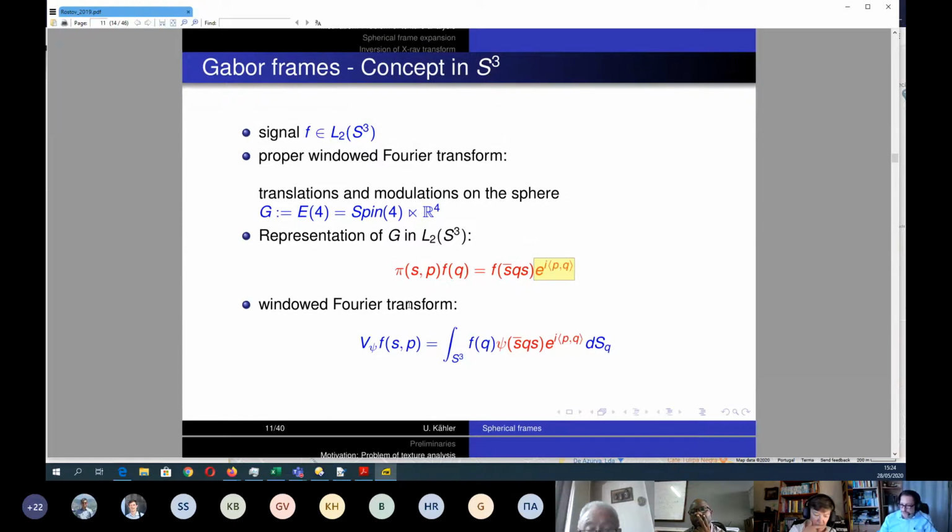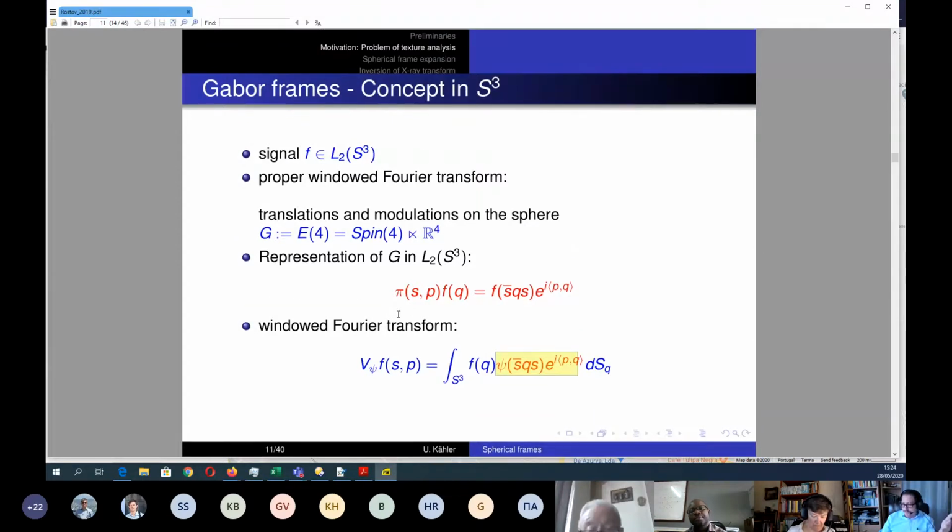This gives us the following windowed Fourier transform, where you simply say, okay, wait a minute, I now integrate against all these. I choose a proper, well-localized window function, and then I integrate against all these representations. That would be basically the idea, and that would be the definition of our Fourier transform on the sphere, or our Gabor transform on the sphere, the continuous one. Of course, there's a problem immediately.